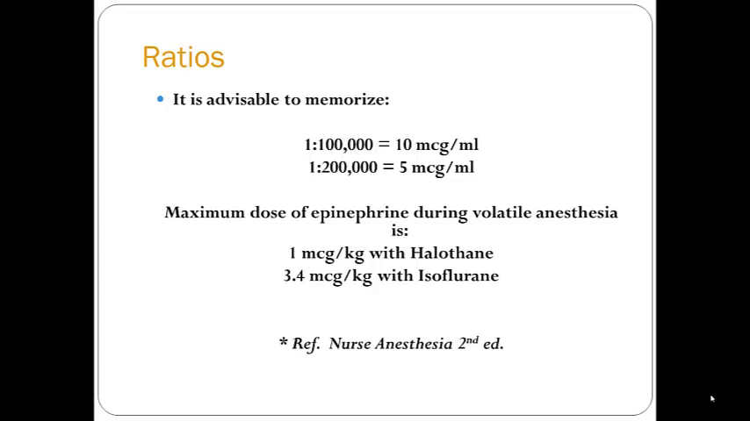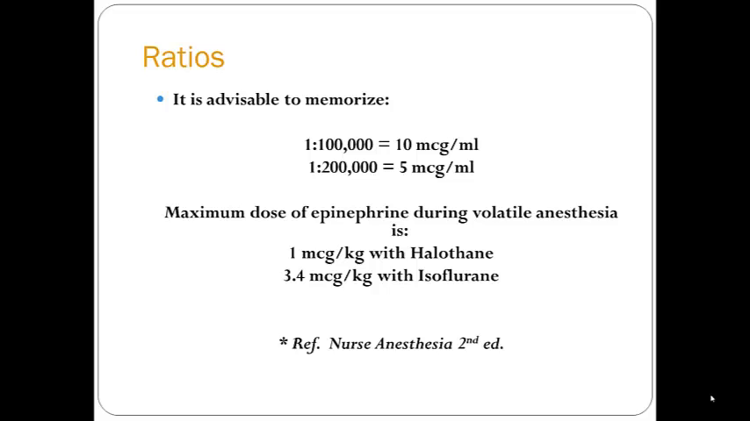I'd advise you to go back a slide and work out the math. 1 to 100,000 means there's 1 gram of epinephrine, or whatever the drug may be, in 100,000 milliliters of total solution, which can be simplified to 10 micrograms per milliliter.